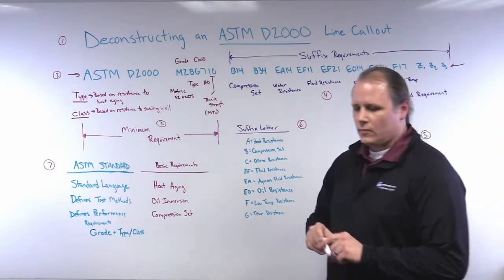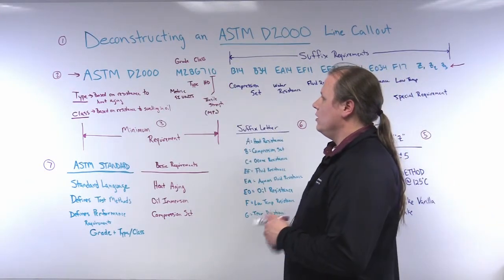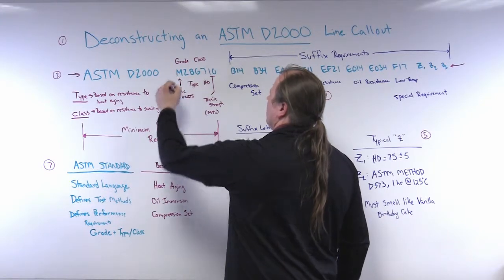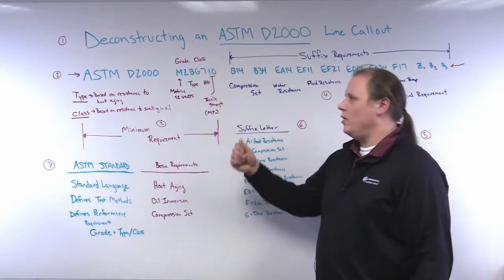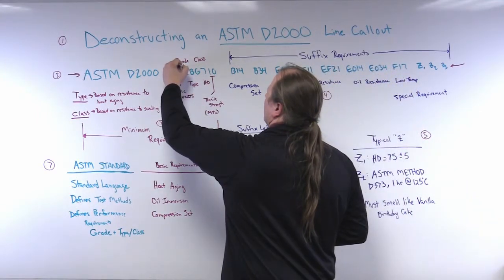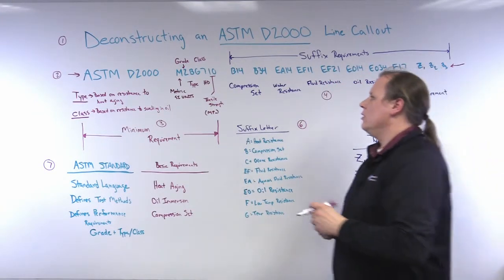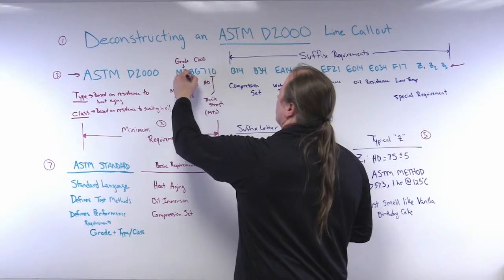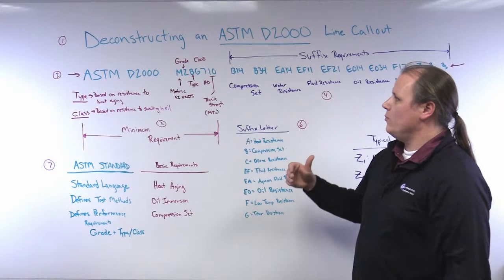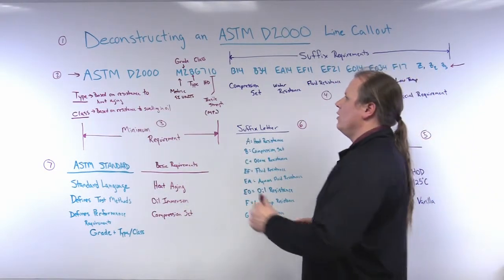Within the basic requirements, you have usually a preceding M, which indicates metric units, so SI units. You have a number following the M that indicates the grade of the material. The first letter following the grade is the type, and the type for the material is based on resistance to heat aging.